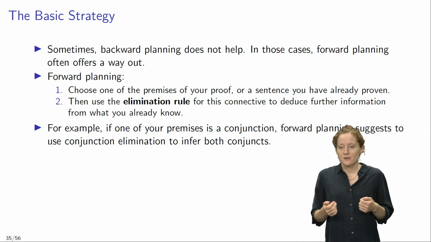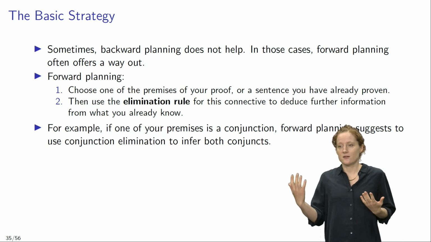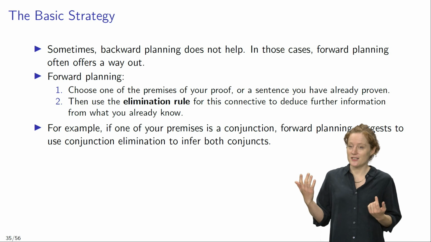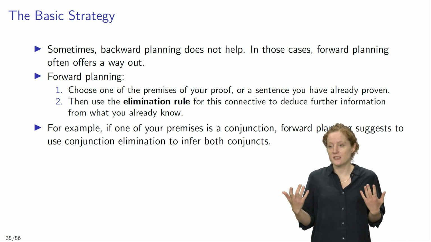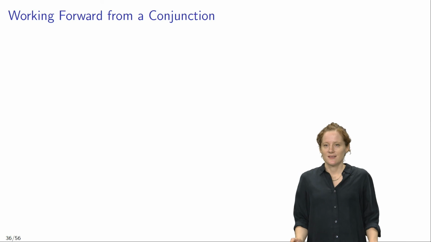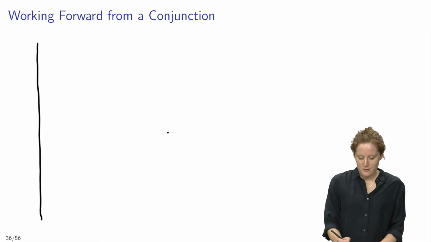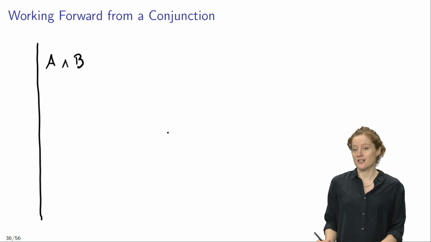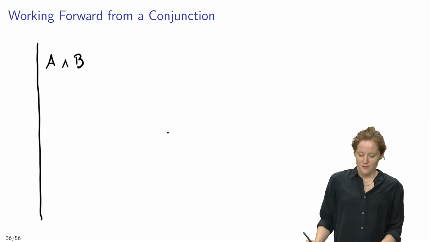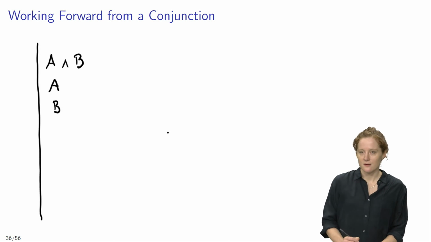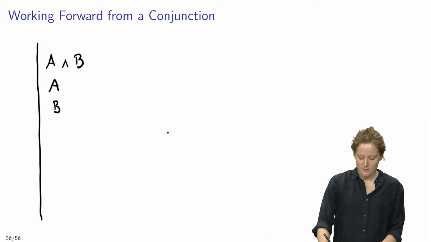So for example, suppose that one of your premises is a conjunction. Forward planning then suggests to use conjunction elimination to infer either or both conjuncts. So what does that look like practically? Suppose that at some point in your proof you have established the conjunction A and B. Forward planning then suggests to infer A and B and justify these inferences by citing conjunction elimination.